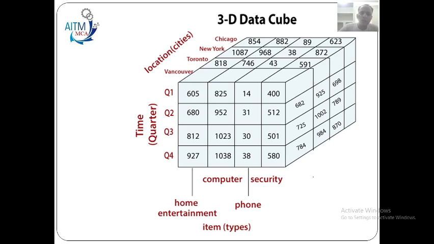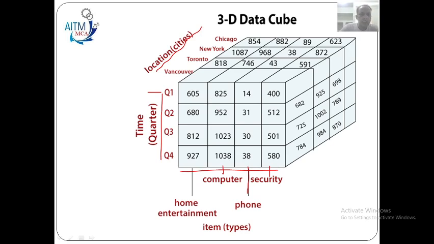See here now. I'll take one example from previously. Quarter one, and these are the quarter time periods. These are the item types: home entertainment, computer. This is home entertainment, this is the computer, this column represents phone, and this last column represents security. Clear? All these things are item types. Now here it is location.